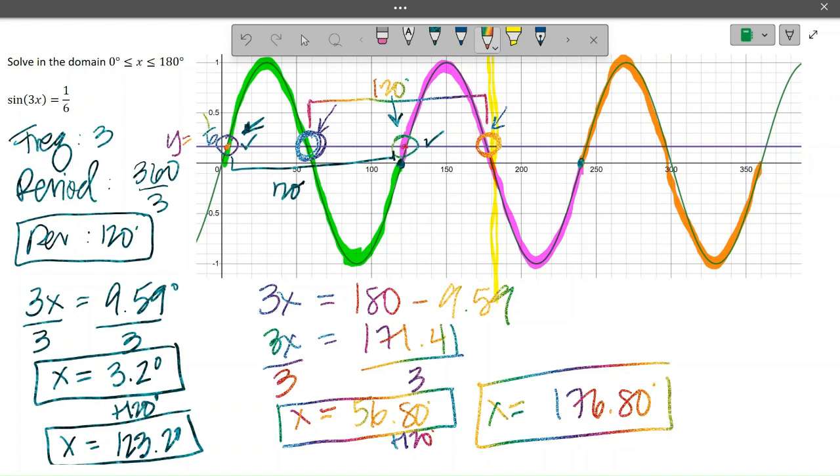These are our 4 solutions. So if you did not have the graph, and most of the time when you're solving these equations, you're not going to have a graph, make sure that you plug these answers in for x. And when you do that, you're going to get out approximately 1/6. And it's approximate because we've rounded these answers off.